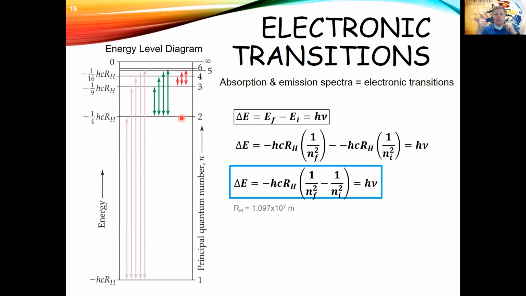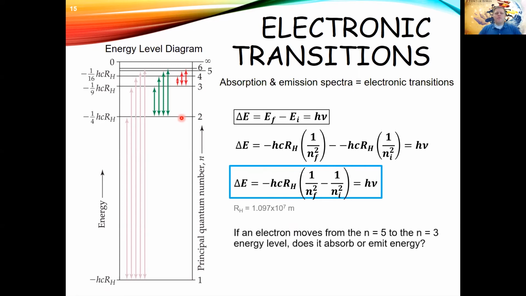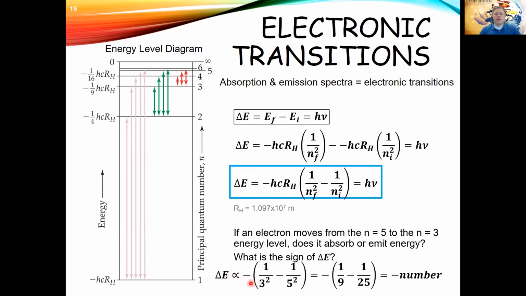So let's try and get this solid in our brains. If an electron moves from the n equals 5 orbital, right here, to the n equals 3 energy level, does it absorb or emit energy? Okay, so it's going from 5 to 3. Let's start by figuring out what the sign of delta E is, by playing around with this delta E equation. Our change in energy is equal to negative times 1 over the final quantum number squared, so here we're jumping to the n equals 3 state, so it'd be 1 over 3 squared, minus 1 over the initial state. We're jumping from n equals 5 to n equals 3, so it'd be 5 and 3 on the bottom, squared.